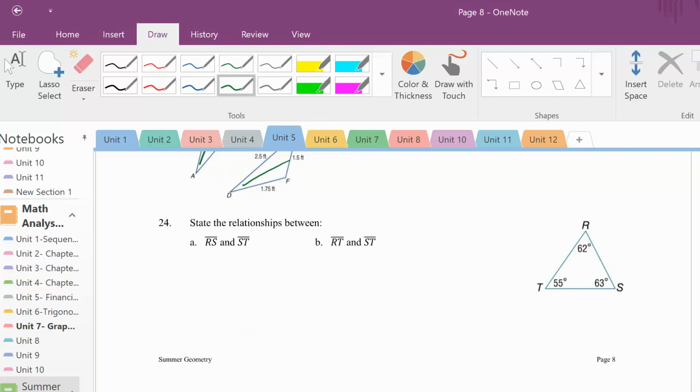All right, so then it says state the relationships between RS and ST. Well, RS is the smallest one and ST is bigger. So that means RS is less than ST. And then for RT and ST, well, RT is the biggest one. So RT is greater than ST.